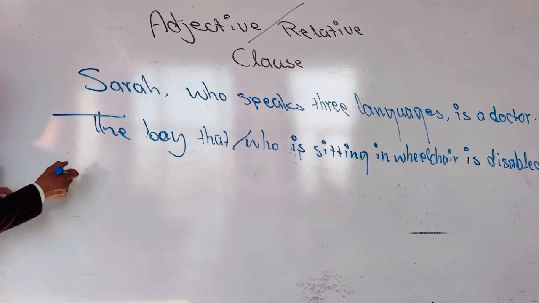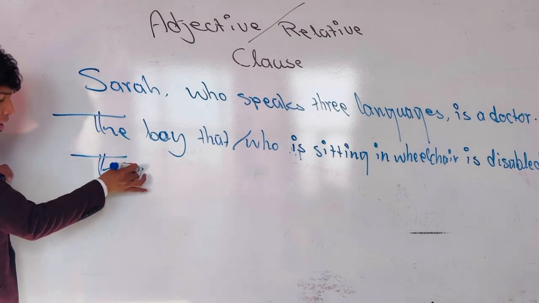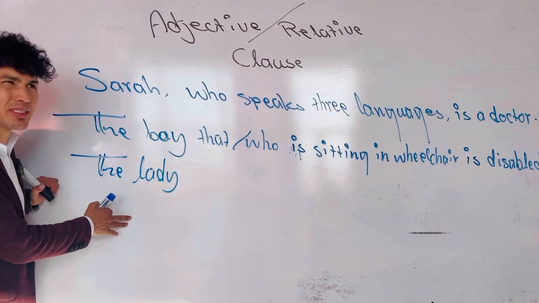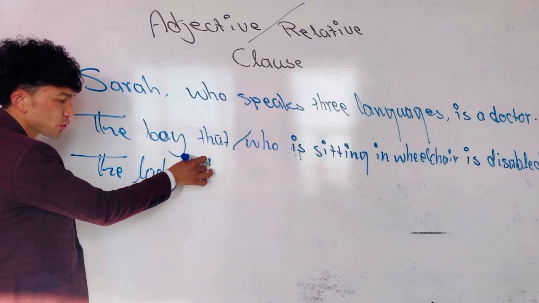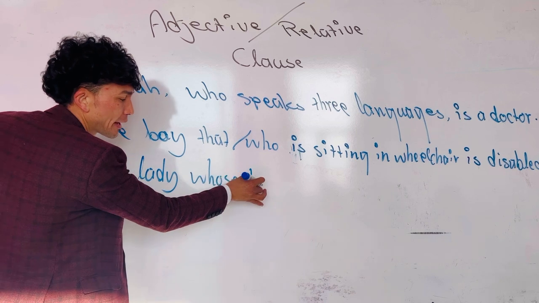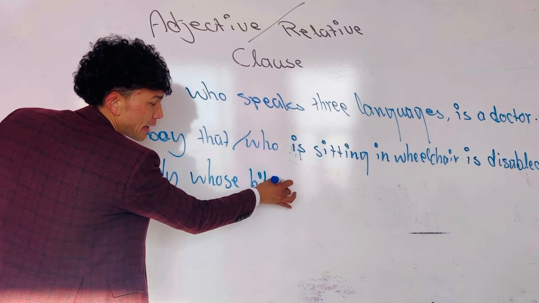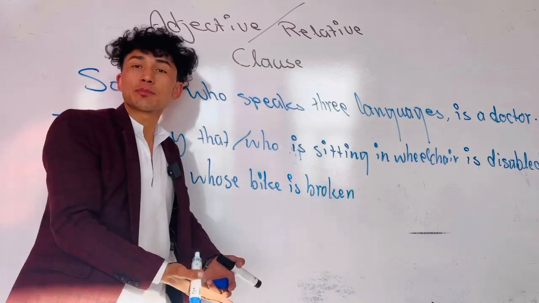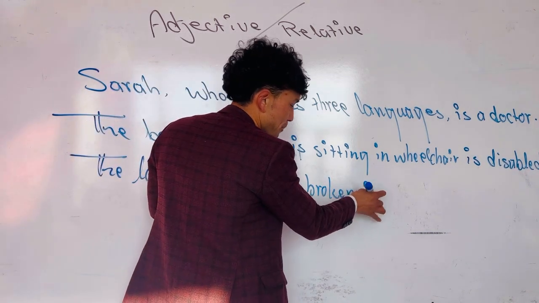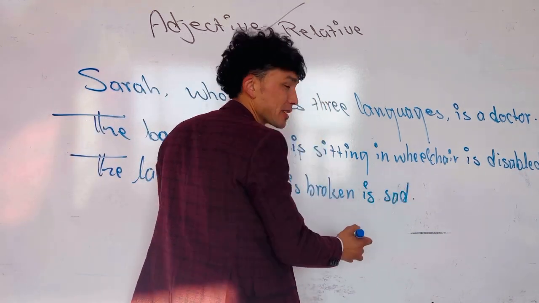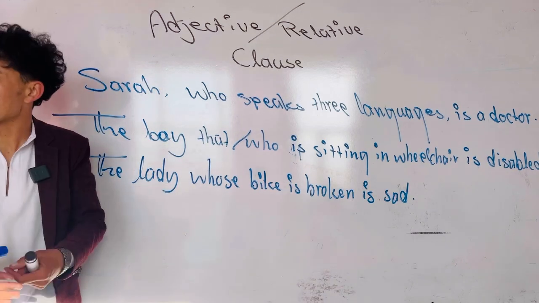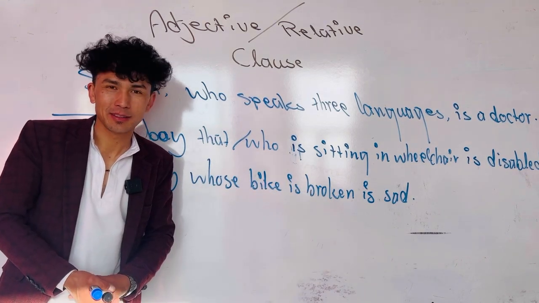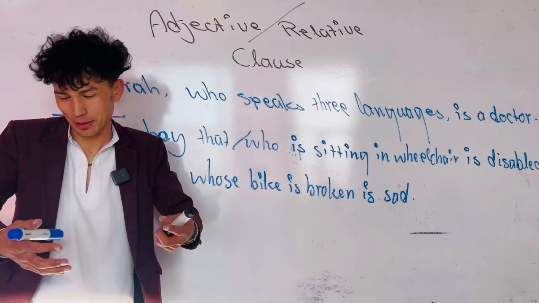Next example. Hey, the lady is called, okay, lady is called what? Female. Okay, the lady whose bike is broken is sad. Okay, the lady, which lady am I talking about? Whose bike is broken is sad. You understood? Okay.